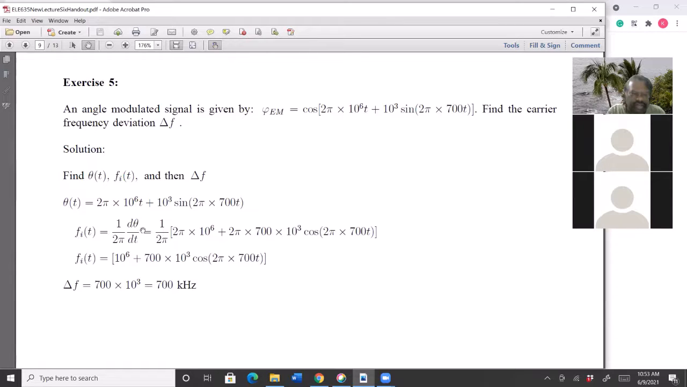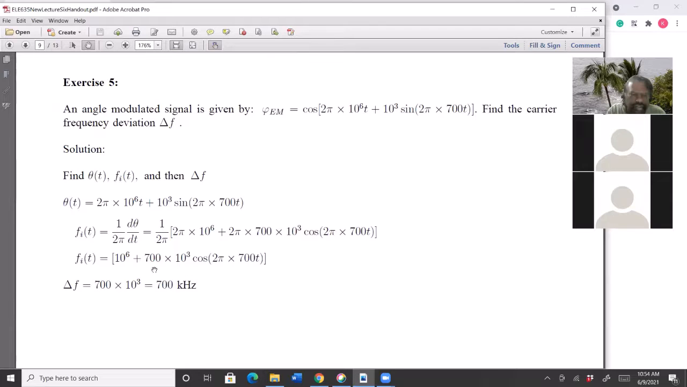Instantaneous frequency is 1 over 2 pi times the derivative, and the derivative brings 2 pi to the front, and then sine becomes cos. After I simplified, my instantaneous frequency looks like 10 to the 6 plus this thing. So you can guess 10 to the 6 must be the center frequency, and the frequency is going to go up and down from this 10 to the 6, which is 1 million, 1 megahertz, sorry. So the center frequency is 1 megahertz, plus the cosine is going to make it go up and down.